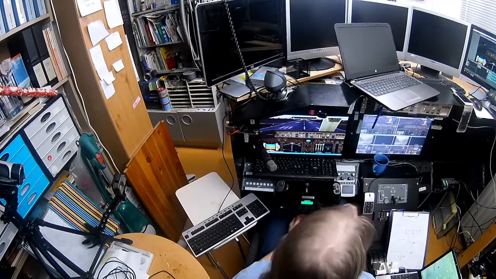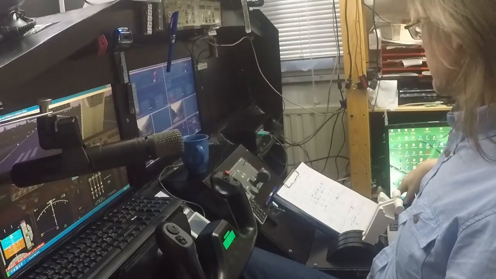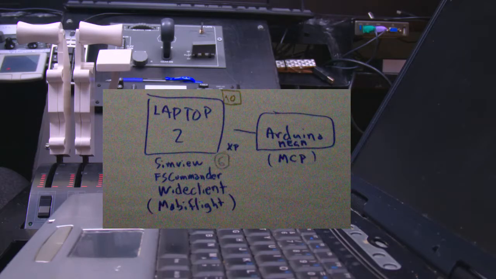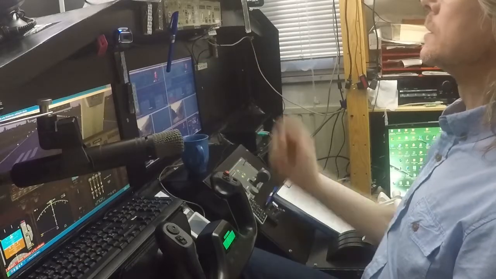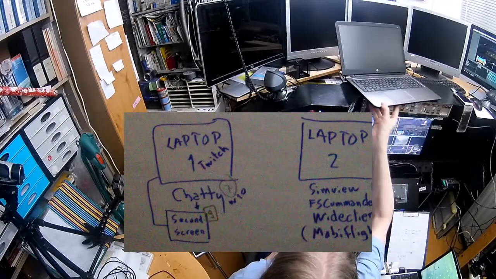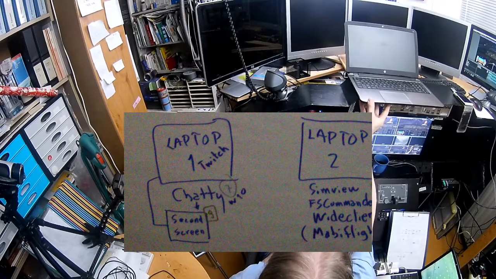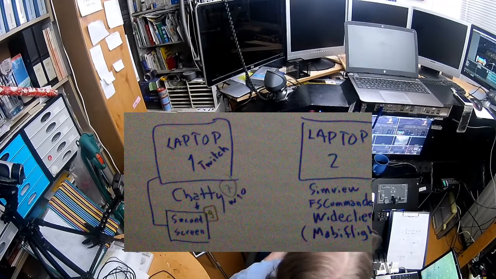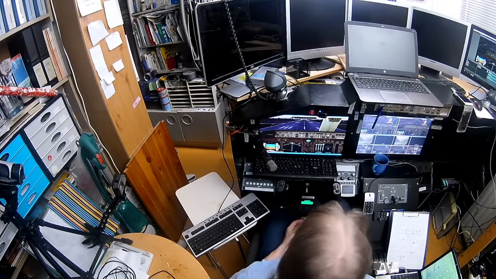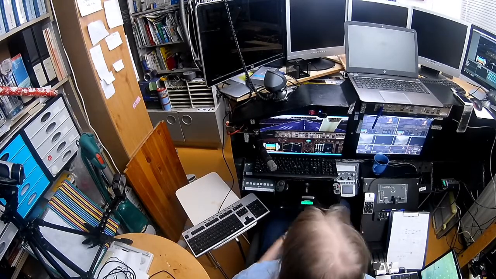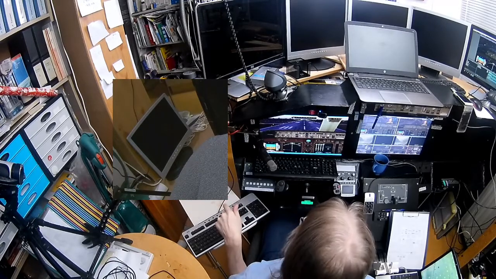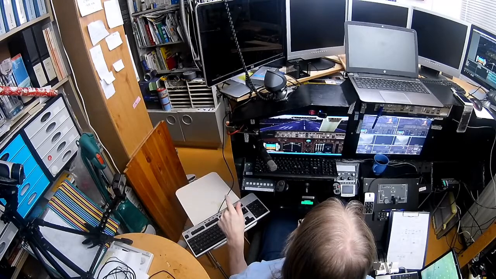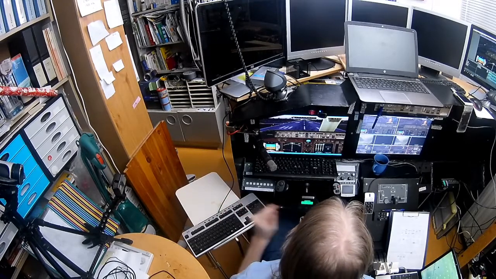There is also this laptop here, which I use for GPS or for approach charts. This laptop up here I'm using when I'm streaming on Twitch. When I stream on Twitch, I have a small screen there, and I see the chat messages on this screen.